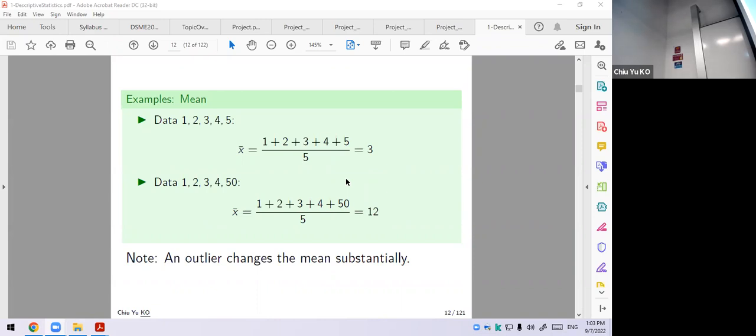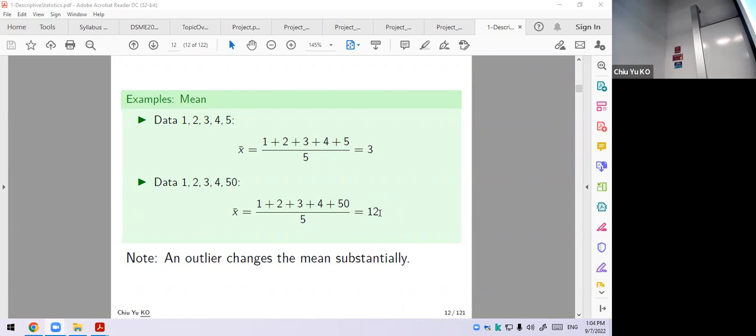So we have two data sets: 1, 2, 3, 4, 5, and the other one is 1, 2, 3, 4, 50. The calculation of the mean is trivial, I'm not going to go over it, but one is 3 and the other is 12. As I said, when you change the last item to a way bigger number, the mean explodes. And 12 is way more than 1, 2, 3, 4. In this example you can see that the mean has a problematic side.